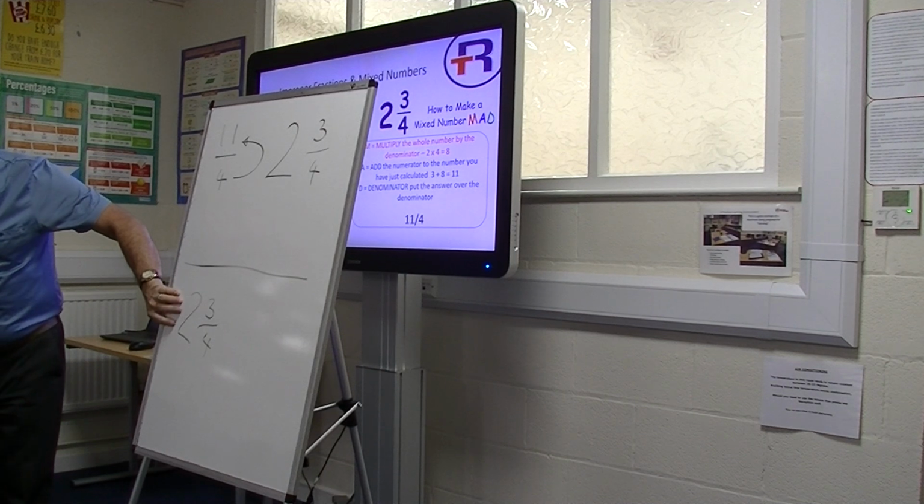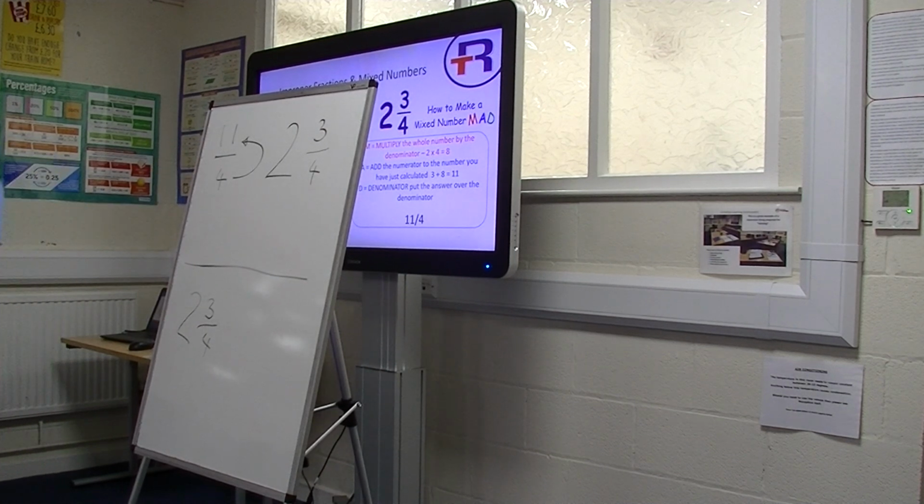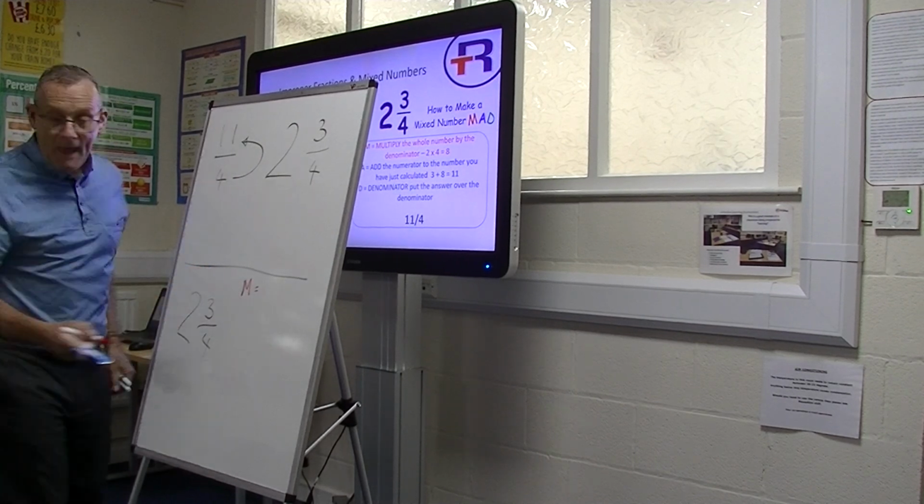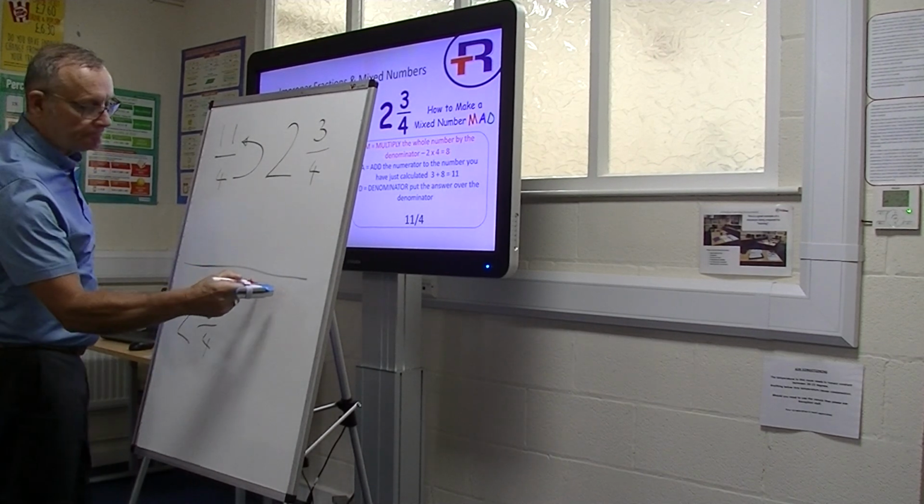So how do we change this to one of those? Well, this is what we do. We get MAD. Okay? We're going to get MAD. And I'll do it in 3 different colours so you can see this. So we're going to start with M. M stands for multiply.